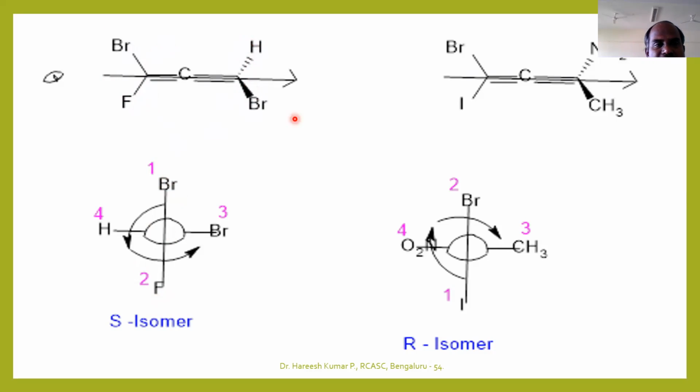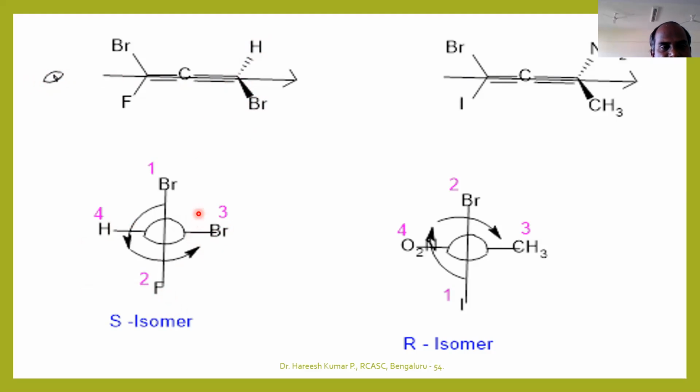Then you are viewing from this side, that means bromine is on the left hand side. These are the vertical groups, Br and fluorine. Similarly, when you are viewing from here, the H is coming on the left hand side, that is H is this, and Br is coming on the right hand side, that is Br is this.